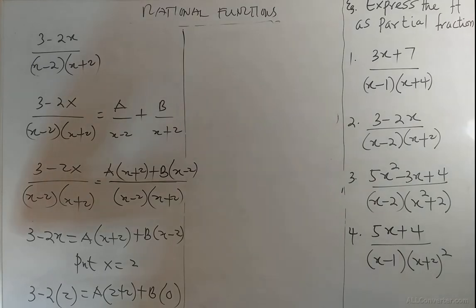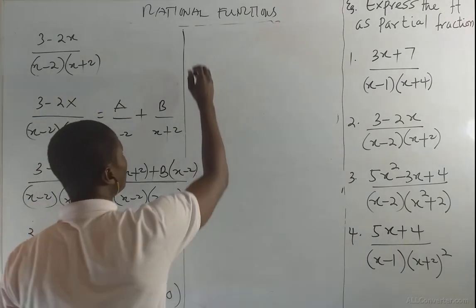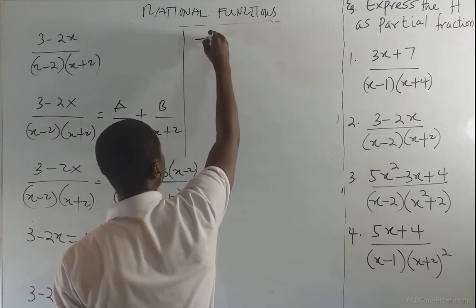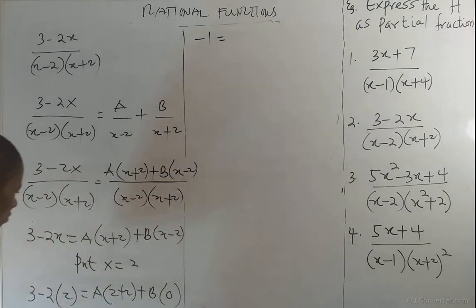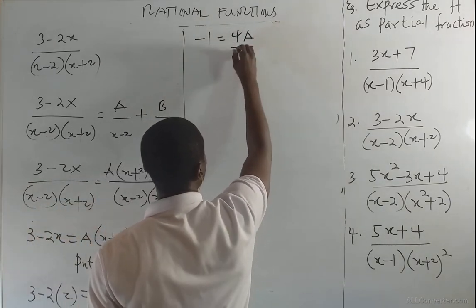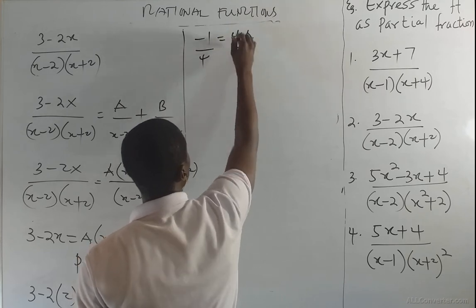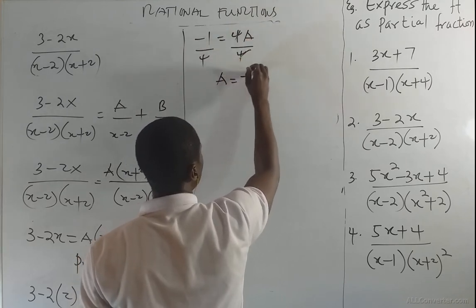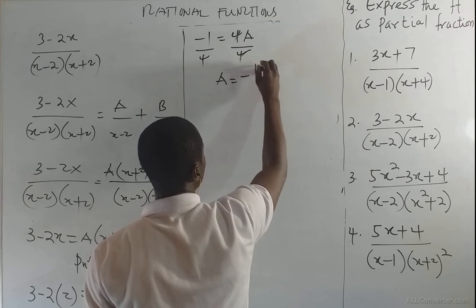So we are going to have 3 minus 2 times 2, which is 4, so 3 minus 4. So we have 3 minus 4, and that is minus 1, and this is equal to 2 plus 2, which is 4, and 4 times a will be 4a. So if you want to find a, divide by 4, this is gone. Then the value of a will be minus 1 over 4.